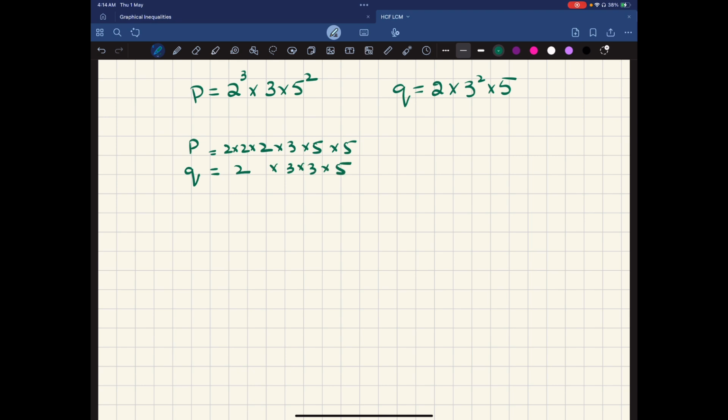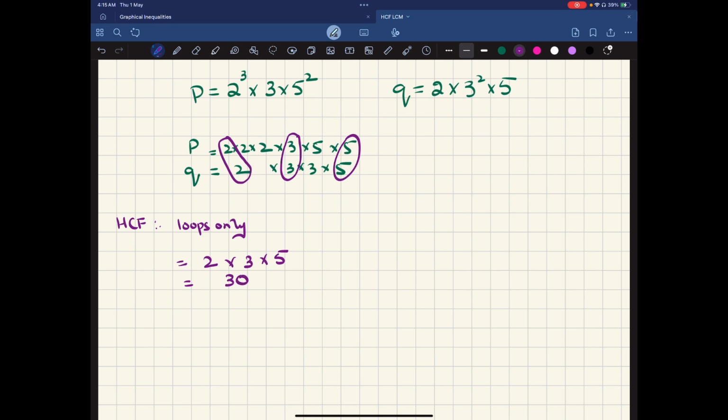Okay, so to find the HCF, what is the rule for HCF? Loops only, right? So let's formulate the loops first. So this is our first loop, then we have no more 2's, second loop, and then we make a loop for 5. Okay, so what is the HCF going to be? It's going to be 2 into 3 into 5, which is 30. Easy part? Okay, part B.